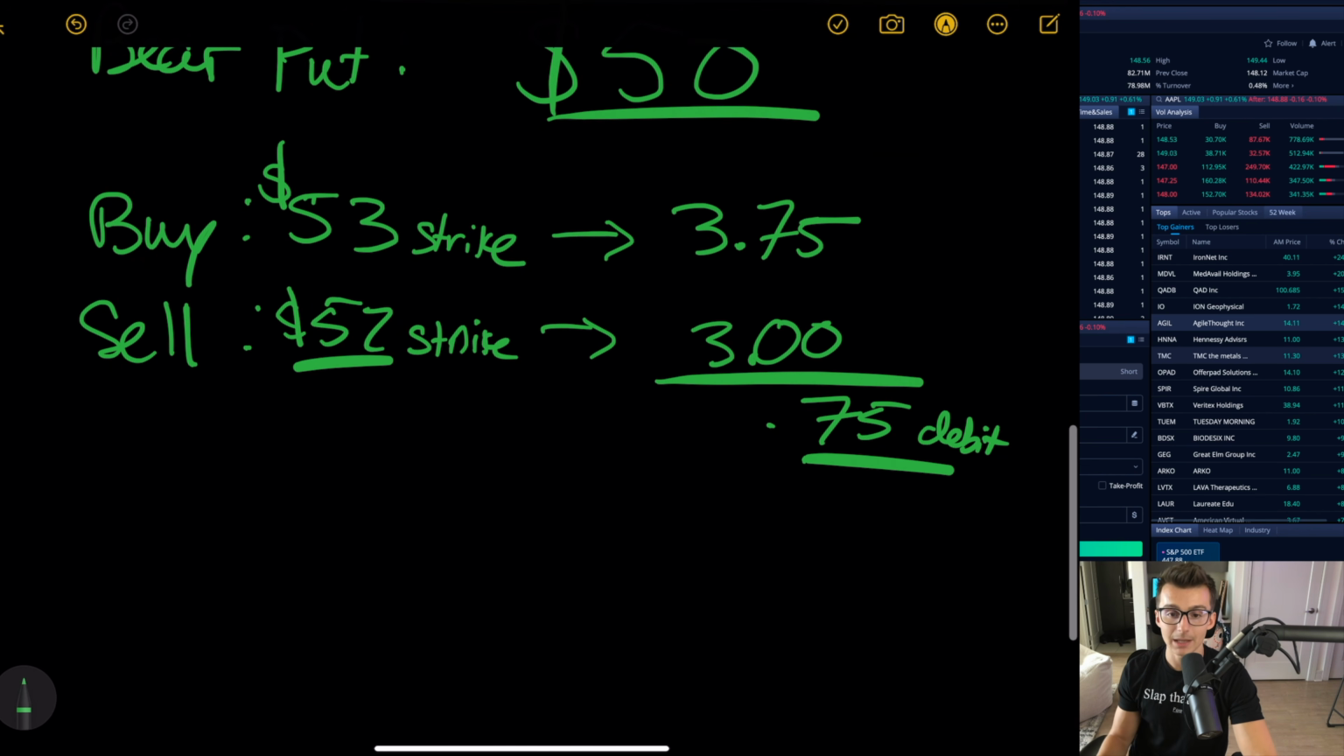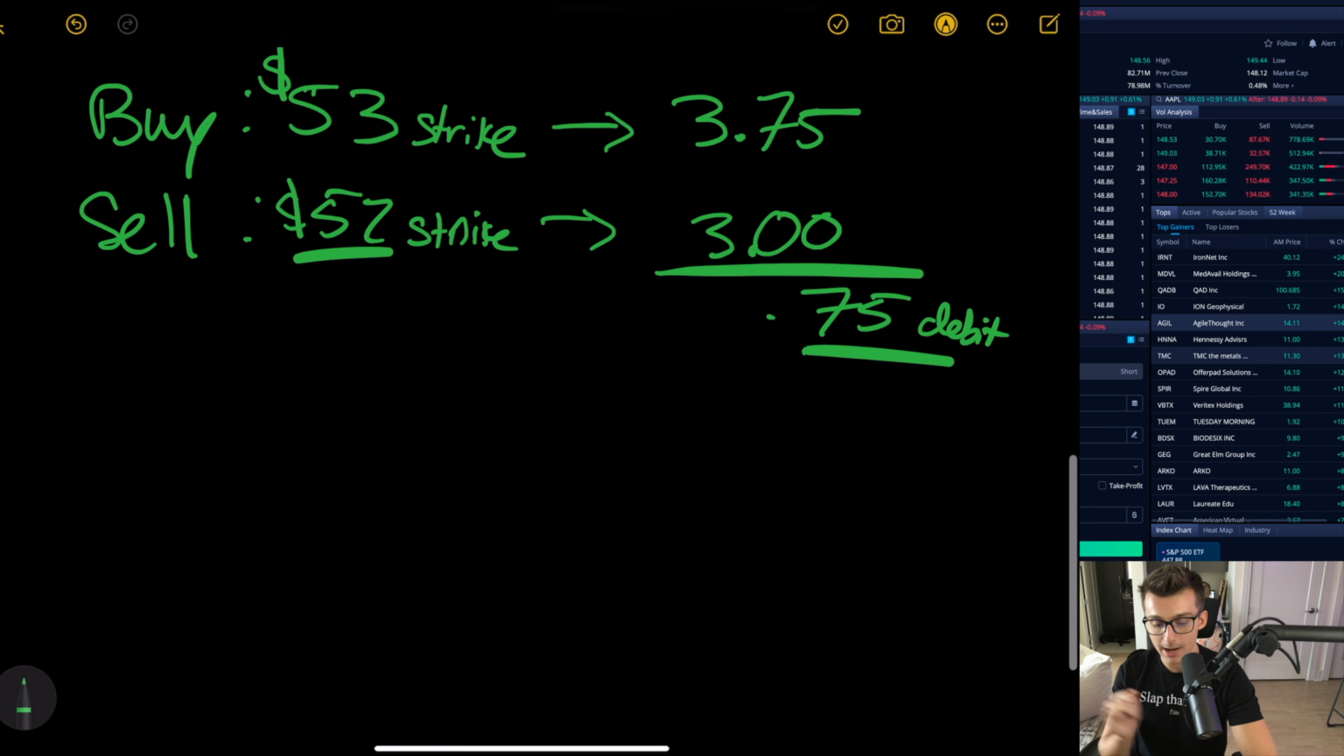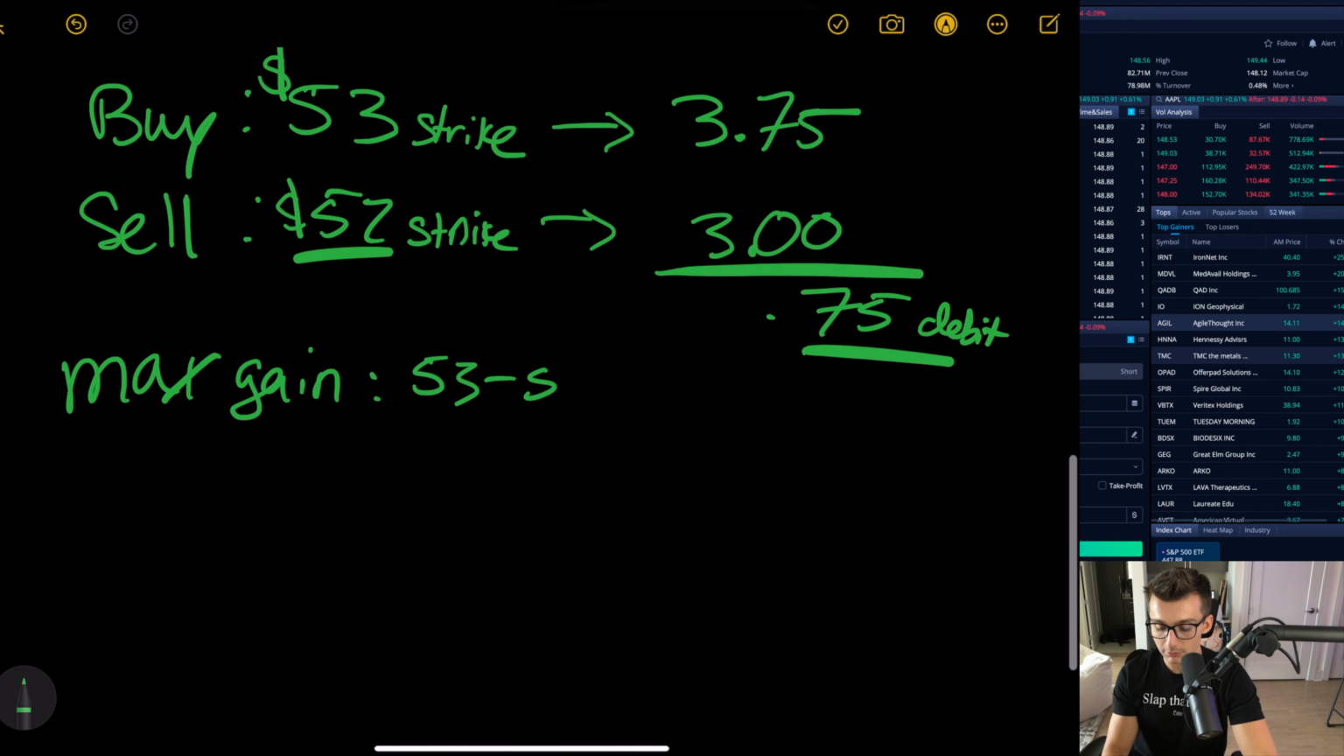So that is a debit. Now, how do we calculate our max gain? In terms of calculating max gain, we need to understand the difference in the strikes. So we're going to take the 53, the strike price that we bought, minus the 52, the strike price we sold, which is going to give us $1 again in this example, okay?